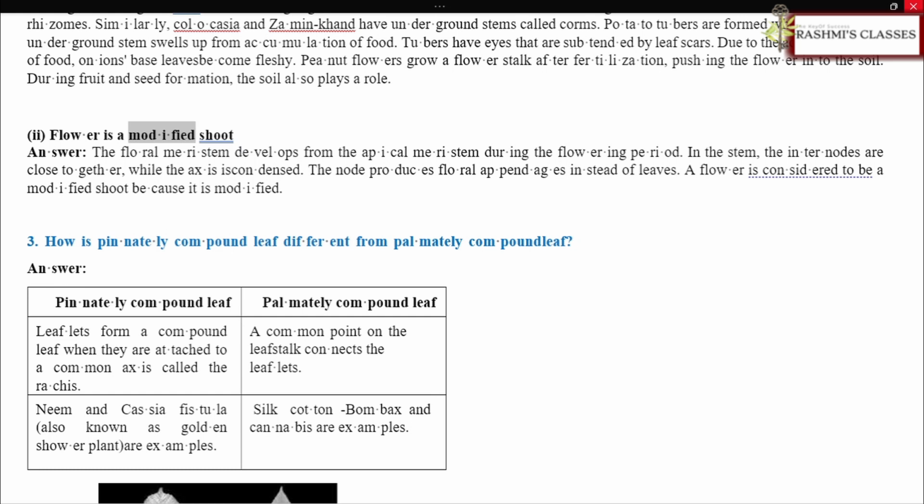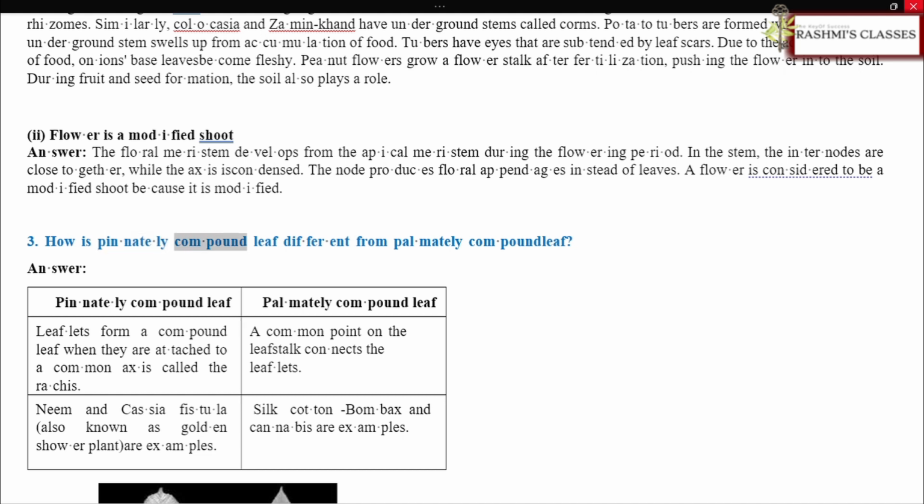Flower is a modified shoot. Answer. The floral meristem develops from the apical meristem during the flowering period. In the stem, the internodes are close together, while the axis is condensed. The node produces floral appendages instead of leaves. A flower is therefore considered to be a modified shoot.